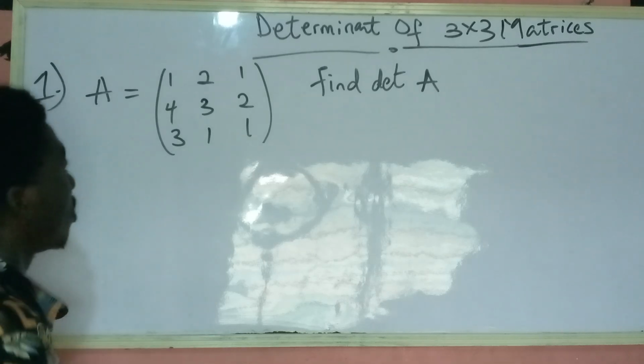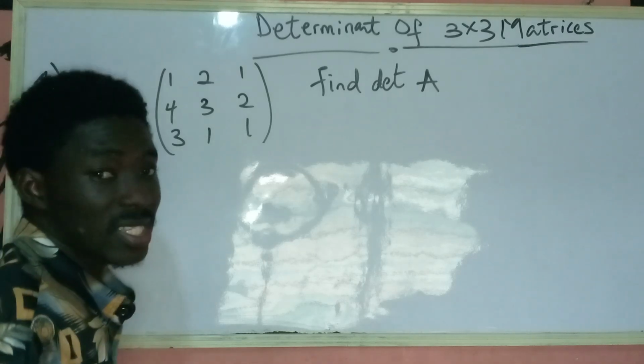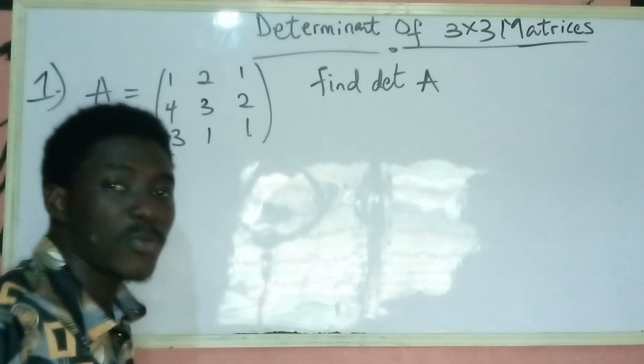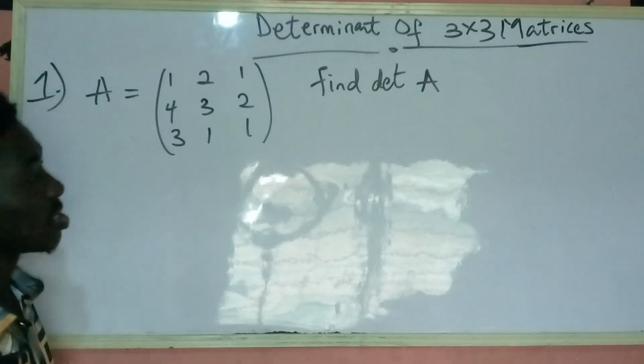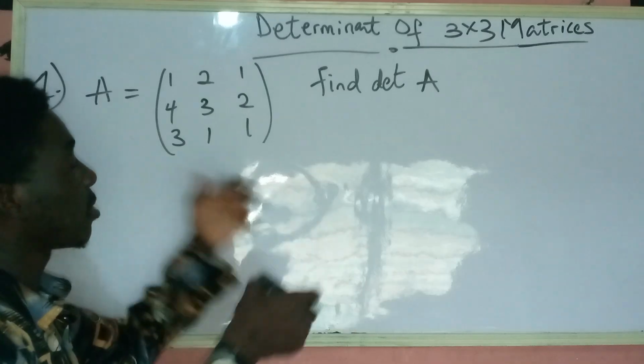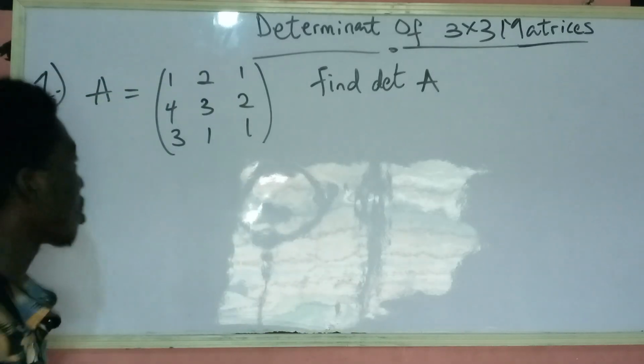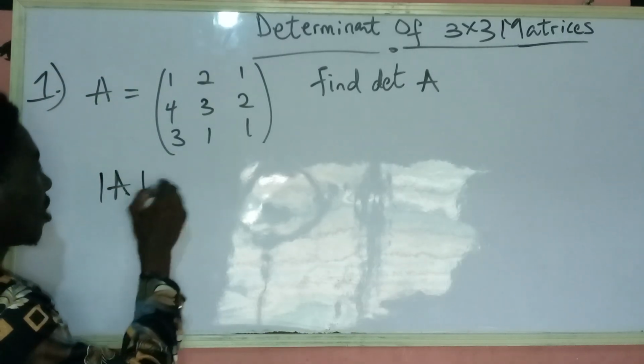So back to this, we have to look for the determinant of a 3 by 3 matrix. Now, the determinant of a 3 by 3 matrix is different from the determinant of a 2 by 2 matrix. Why? Because there's a procedure in determining this. So what we do first is this. Let me ask you for the determinant of A.